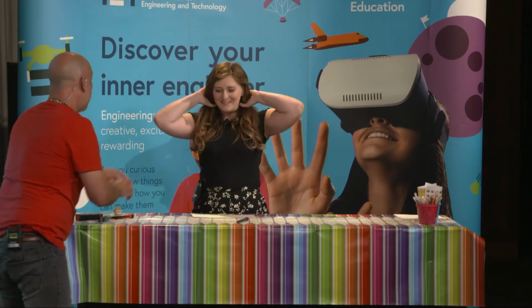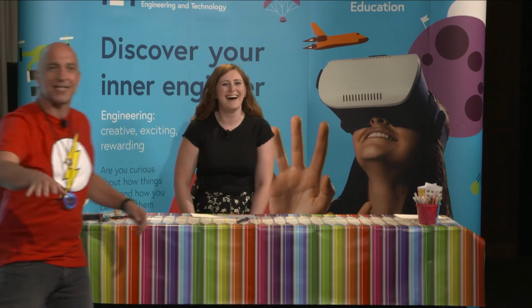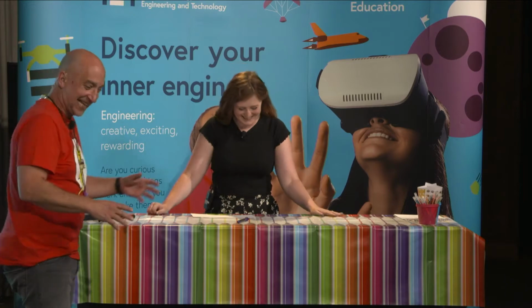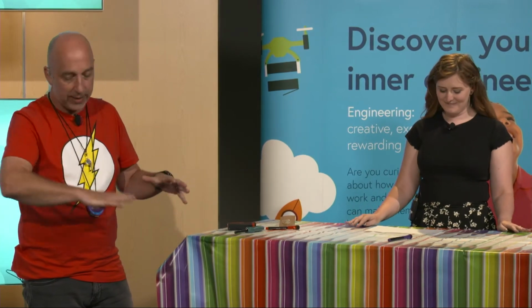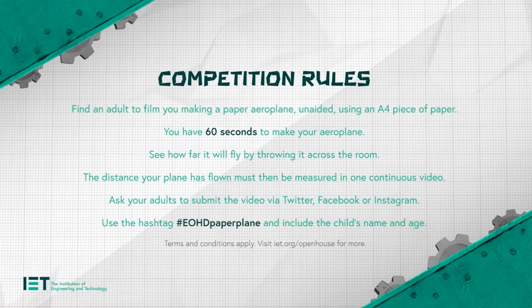Excellent. So, you know the score, do you? You've got 30 seconds. Not 30 seconds. 30? Halved it. You've got 30 seconds now. No, we've got 60 seconds. The rules are on the screen at the moment for you at home, but if you find an adult to film this paper aeroplane, if you're going to join in as well, just use a piece of A4 paper. You've got 60 seconds, make your aeroplane.